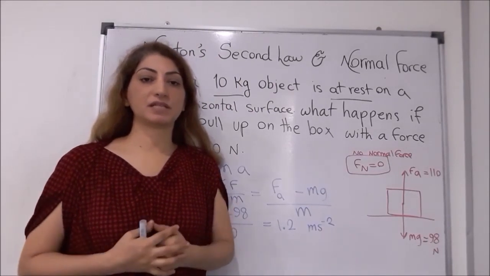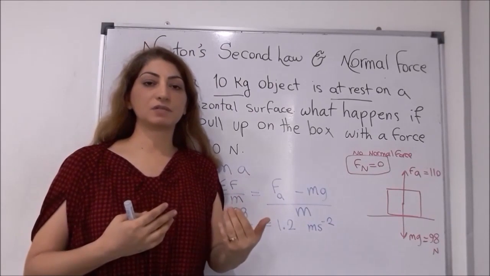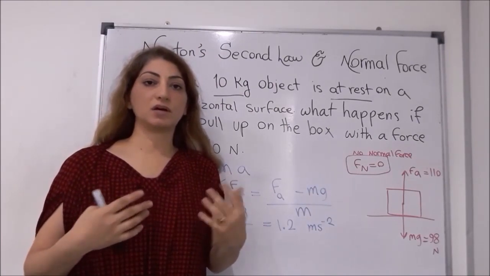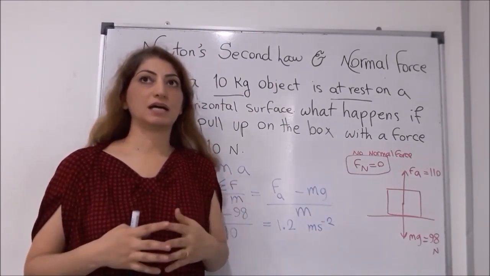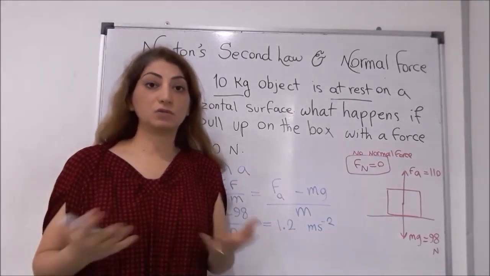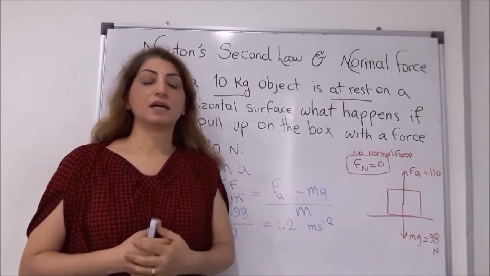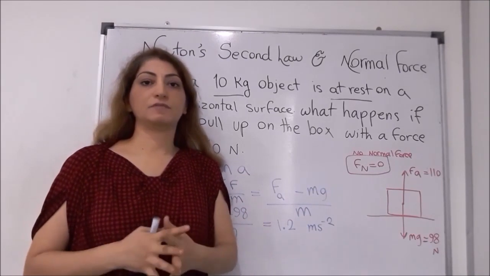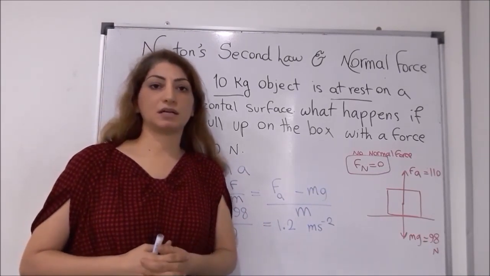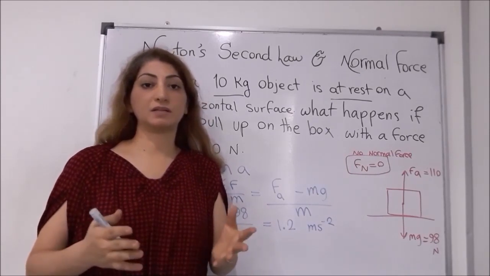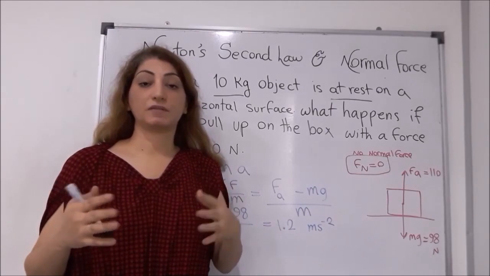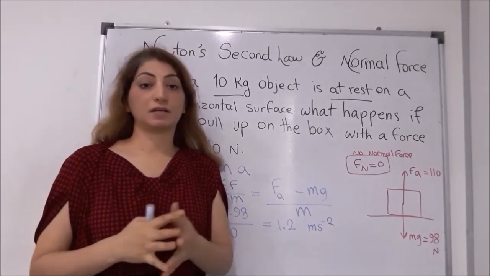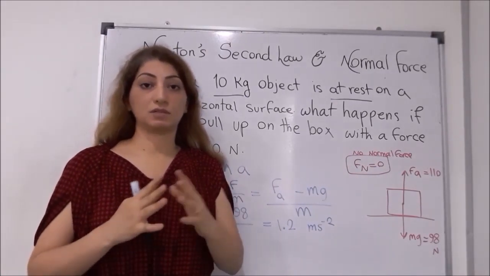In the two previous examples, in one of them the object was at rest and both forces in the opposite direction, I mean the normal force and the weight of the object, were equal in size. But in the second one, the normal force was smaller than the weight of the object. The applied force and the weight of the object were quite bigger than the normal force. That's the reason the object was not moving.